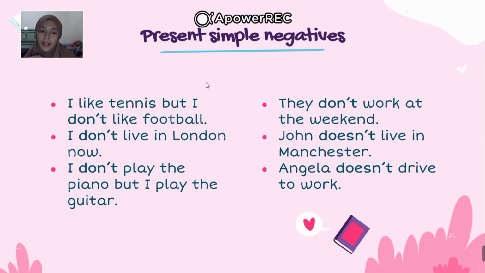So I is the first person singular. Like in here, I don't live in London now. I don't play the piano, but I play the guitar. They don't work at the weekend. In here, John is the third person singular, which refers to he. So we have to use doesn't to make the present simple negative. So it becomes John doesn't live in Manchester. Angela doesn't drive to work. Like that.